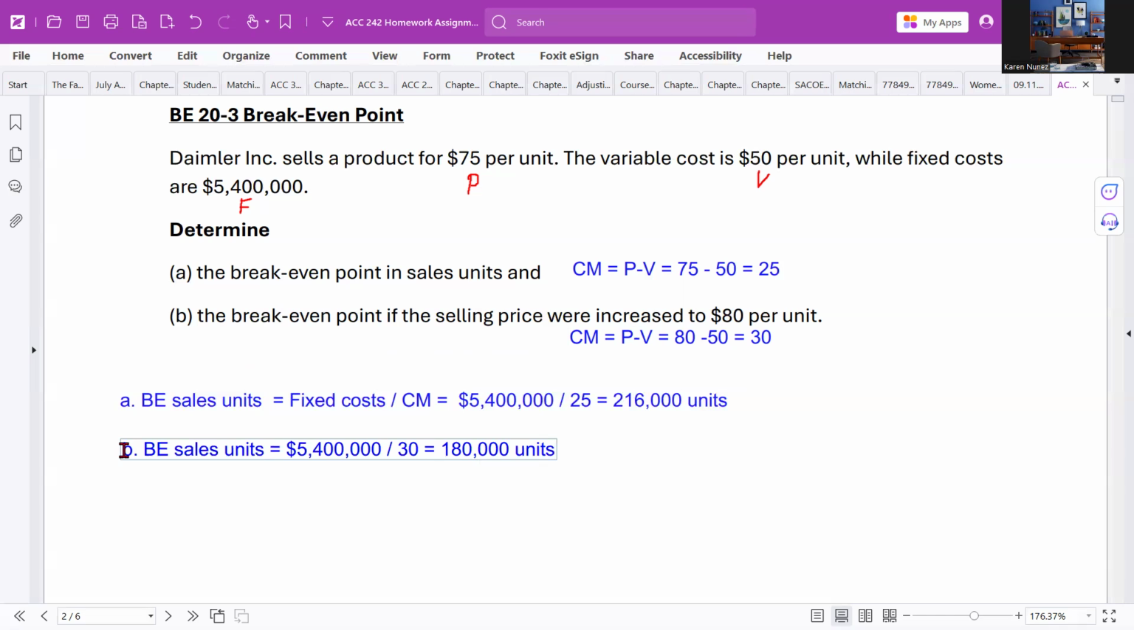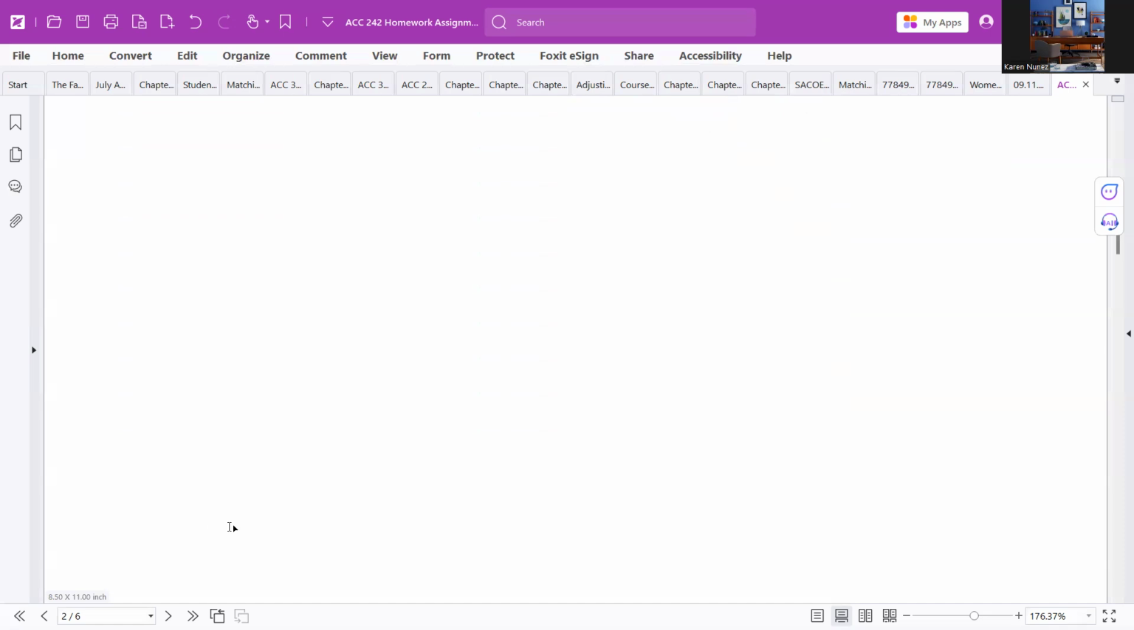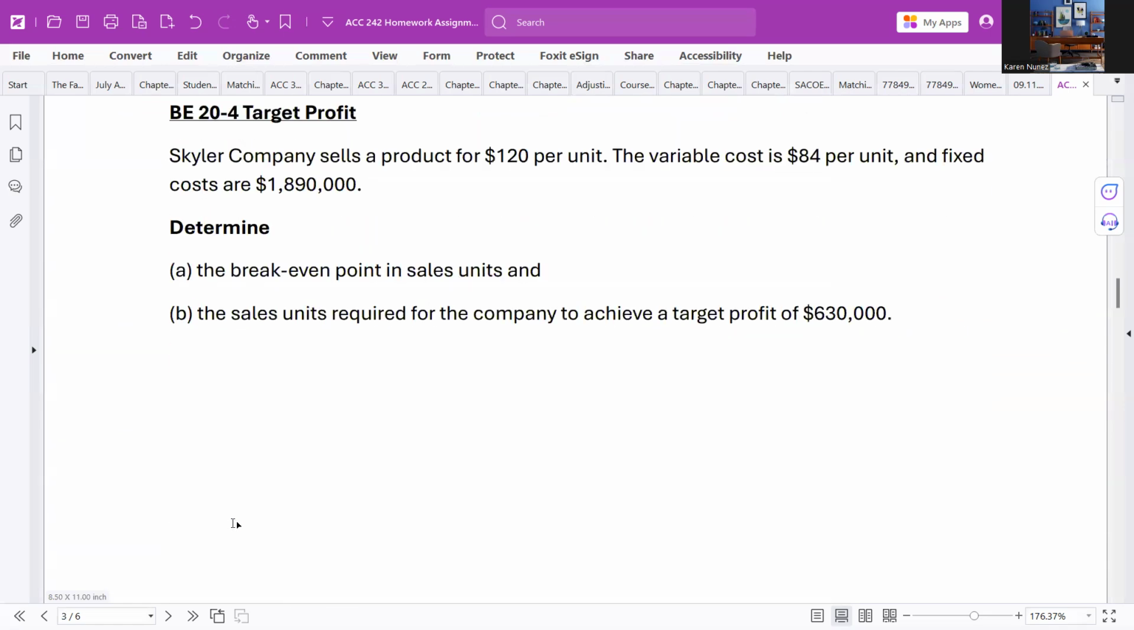So that's, again, one of the tools that we introduced in cost-volume-profit analysis. But remember, sometimes firms don't want to just break even. Sometimes they want to be able to generate a profit. And that's what we see in BE 20-4, a target profit. So we have a firm here that wants to do more than break even. They want to generate a profit ultimately of $630,000.